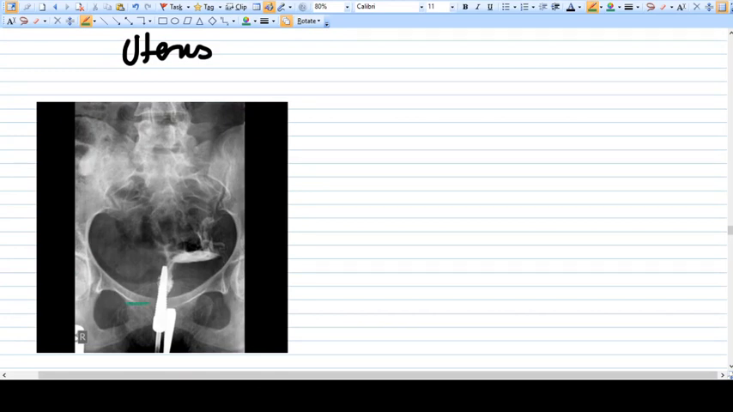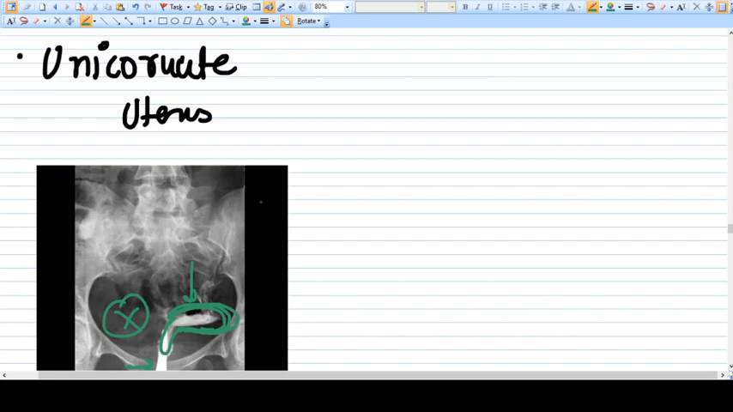Now this is the unicornuate uterus, in which there is only a single cannula. This is a single cannula, and this is the cervical cavity, then this is the uterine cavity. So this is how the uterus should be. Only one side of the cavity is seen. Here we can't see a cavity, so it is a unicornuate uterus.